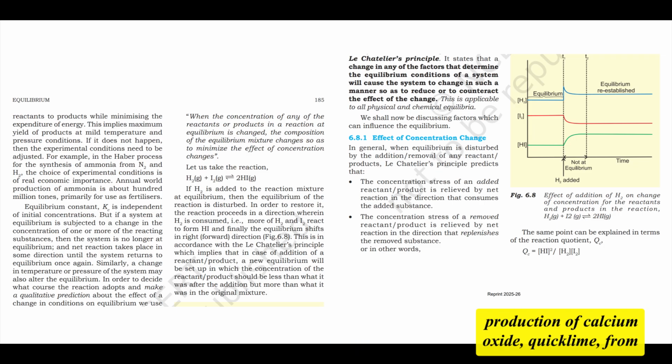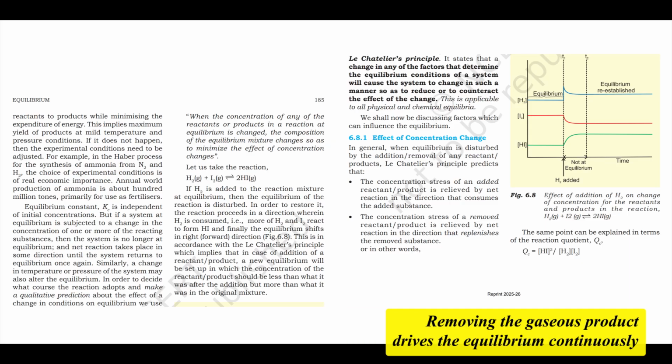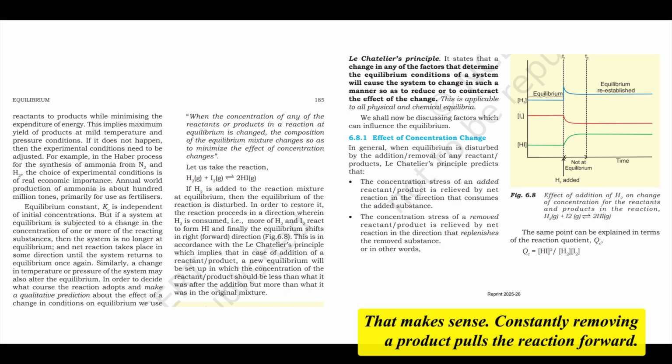Another example is the production of calcium oxide, quicklime, from heating limestone, CaCO3 to CaO plus CO2. This is done in open kilns where the CO2 gas produced is constantly removed. Removing the gaseous product drives the equilibrium continuously to the right, ensuring the decomposition goes to completion. That makes sense. Constantly removing a product pulls the reaction forward.